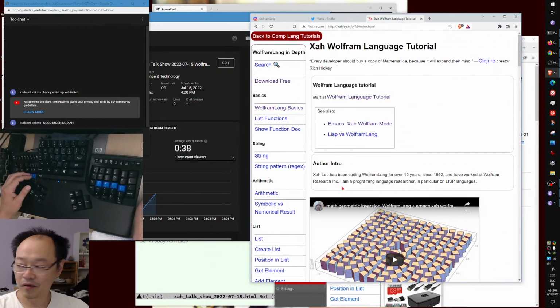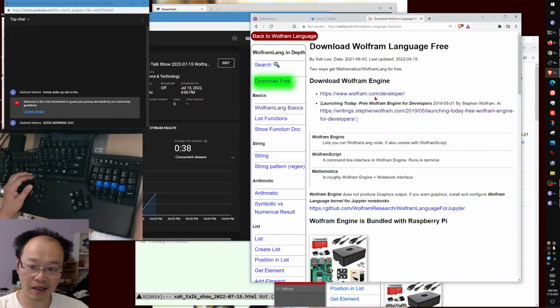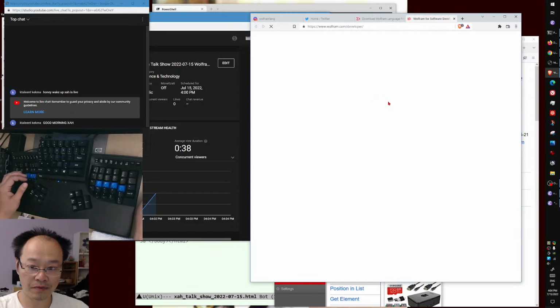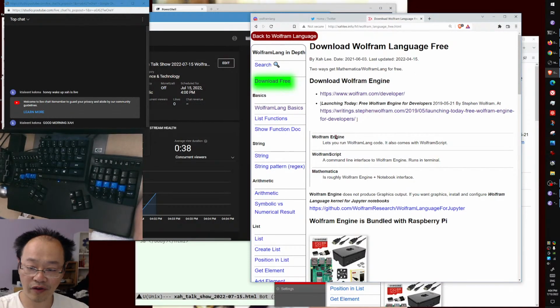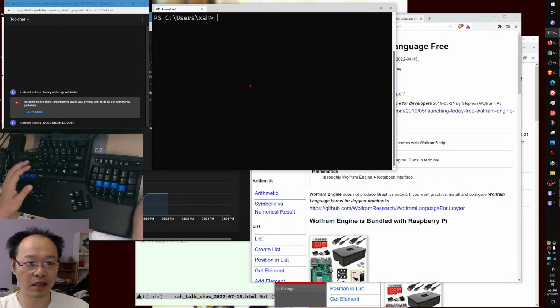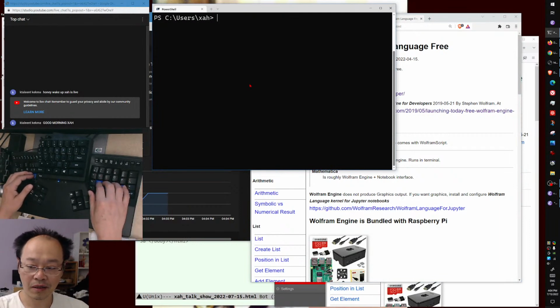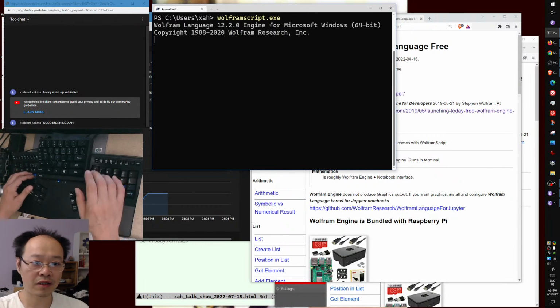Okay, so first of all, download. You go here and you download it from the Wolfram developer. Let me explain again what's the difference: Wolfram engine, Wolfram script, and Mathematica. So Wolfram engine, you download it free. It's basically the compiler, and Wolfram script is the command line interface.